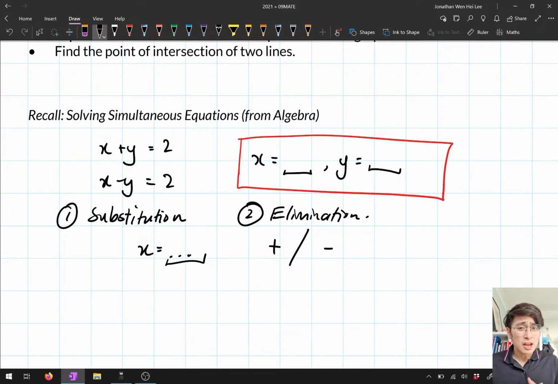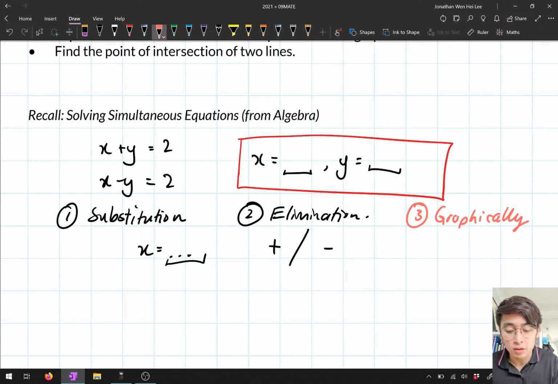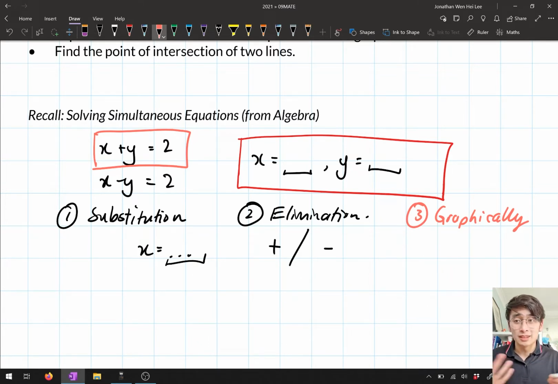Now, there's actually a third way that you can solve a simultaneous equation, and that's what we're going to be looking at in this section. That's if you do it graphically. And what this looks like is, well, these equations you can actually draw on a Cartesian plane. This whole topic we've looked at drawing linear relationships on a Cartesian plane, and we've got the skills of doing that.